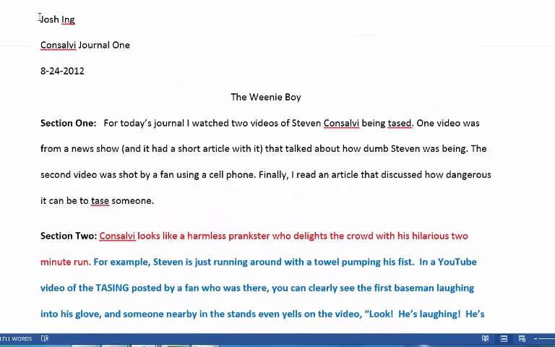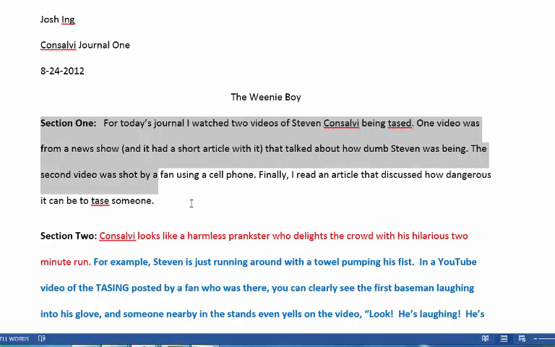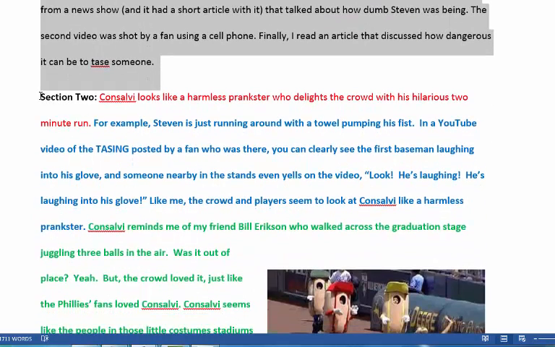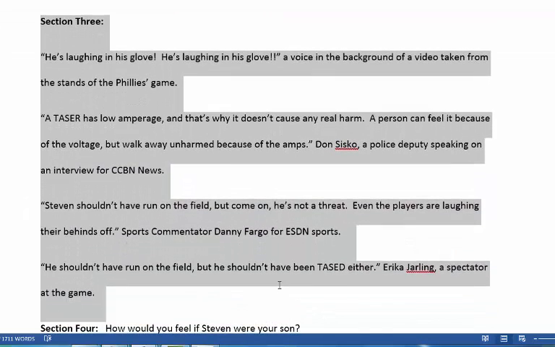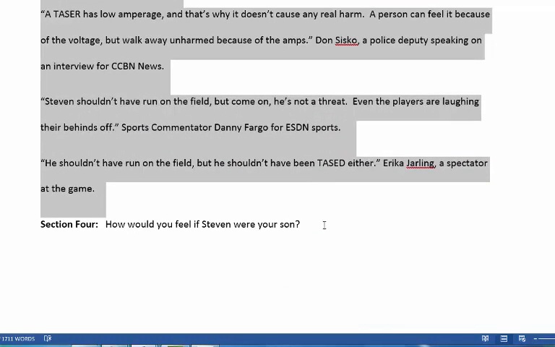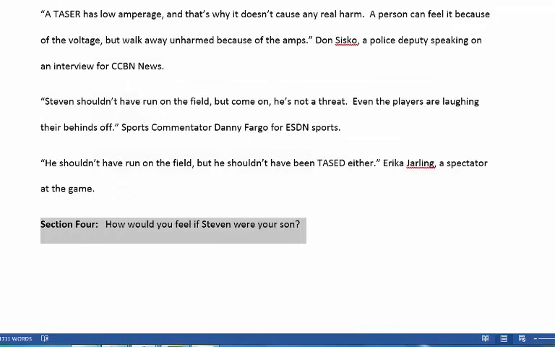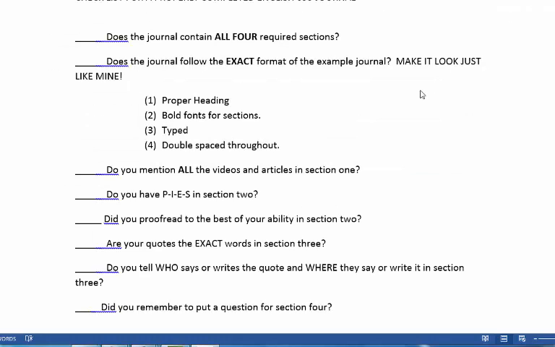If you want full credit on these journals, make sure it looks just like mine. Make sure it has a title. Make sure it has all 4 sections. Pay close attention to that PIES paragraph. Make sure it has the 4 quotes for section 3. And finally, an interesting question. Hey, at the end of this handout, which you'll find on Canvas, because I always post all your handouts there, is a check sheet for your journal.